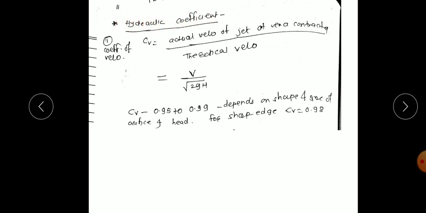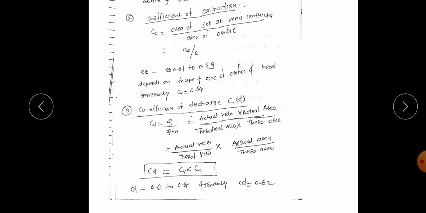So first one is the coefficient of velocity. It is simply the actual velocity of a jet at vena contracta upon the theoretical velocity. So if you take actual velocity v and theoretical velocity, we have derived under root of 2gh. So Cv value is from 0.95 to 0.99. So Cv is the coefficient of velocity. There are three coefficients: coefficient of velocity, coefficient of discharge, and coefficient of contraction.